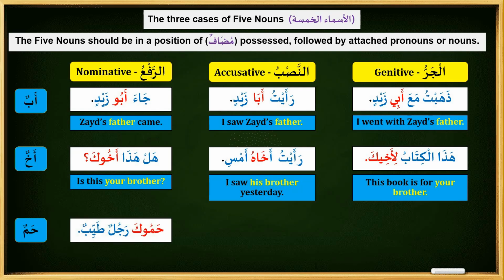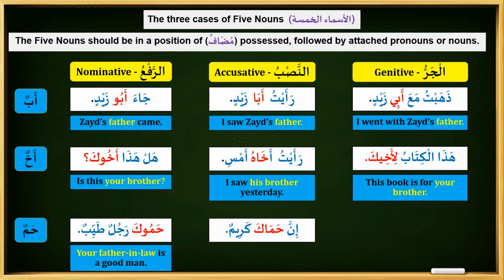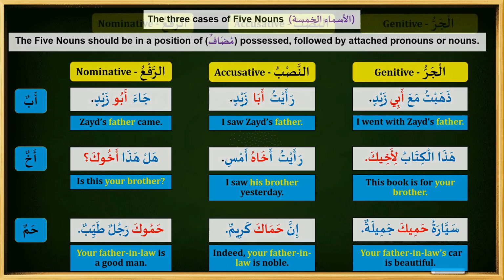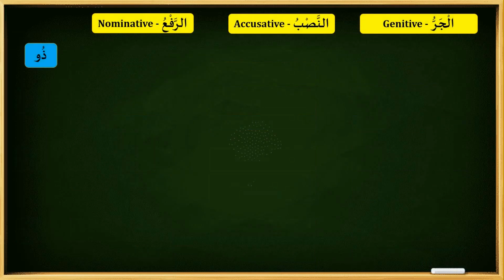Next one, حمٌ. حموك رجل طيب. Your father-in-law is a good man. In nominative case. إن حماك كريم. Indeed, your father-in-law is noble. In accusative case. And سيارة حميك جميلة. Your father-in-law's car is beautiful. In genitive case.